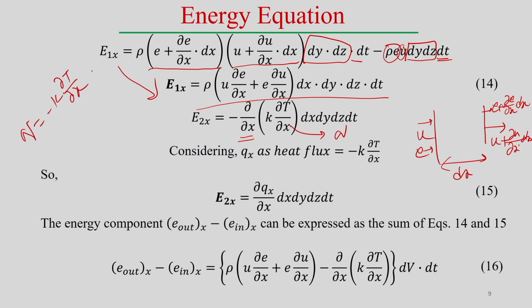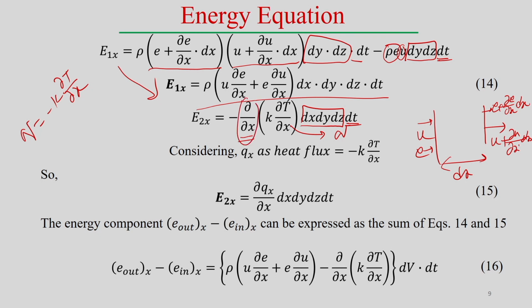Here del T by del x is the temperature gradient along the x axis, and k is the thermal conductivity, and the negative sign is considered because the heat flows against the temperature gradient. So, it basically indicates the heat flux within this domain. If you look into the heat flux here, q equals k into del T by del x per unit area, and then we multiply by dx dy dz over the volume, and over the time dt, and then the total energy can be calculated.